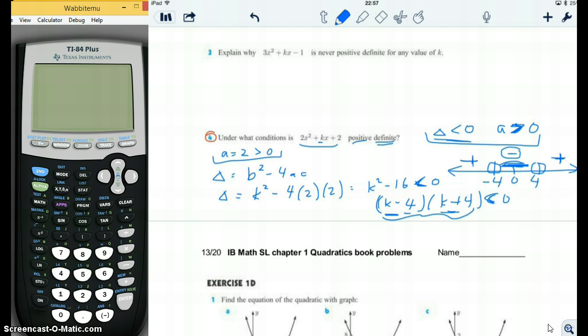And we wanted to know when the delta was negative. So the delta is negative when -4 is less than or equal to k is less than or equal to 4. Okay? So that's the condition right there. Okay? A is always greater than 0, so that condition is satisfied also.